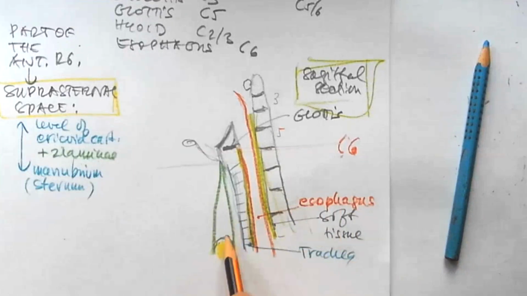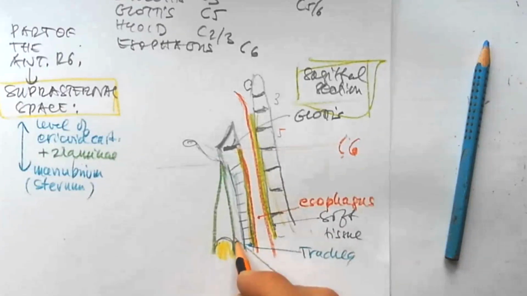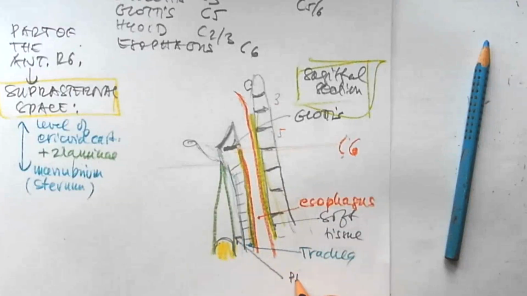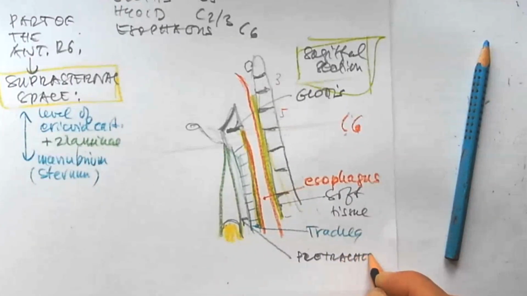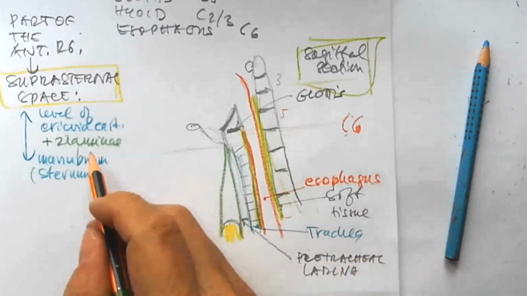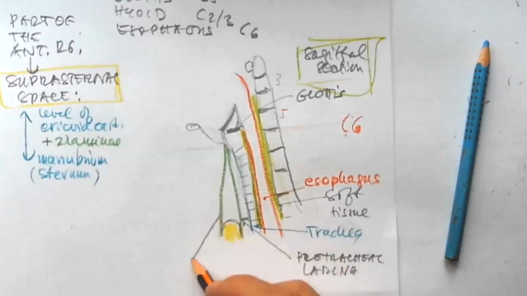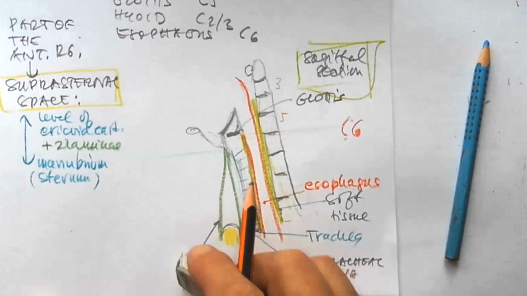And the laminae are 2, thinking about the position of the arrow. So this one would be the pretracheal lamina. As you remember, there are 2 laminae, fine. And that one is the investing. This is the superficial.